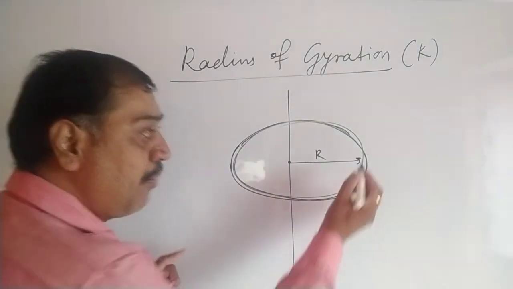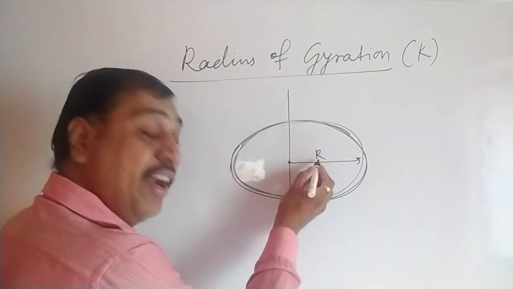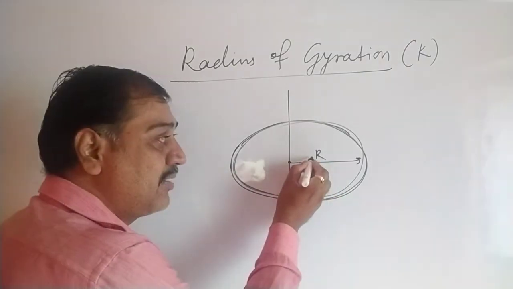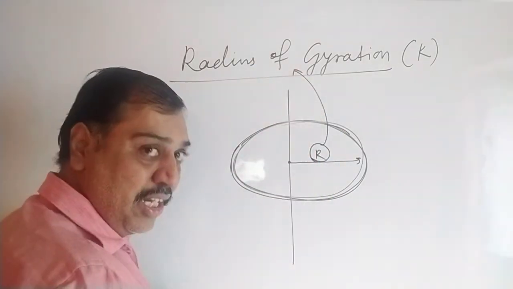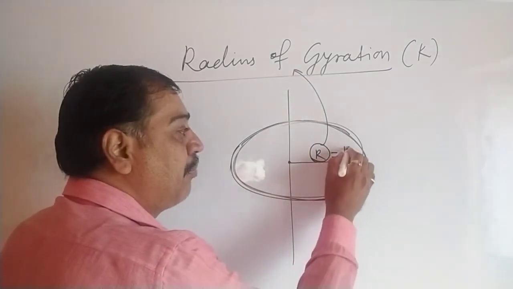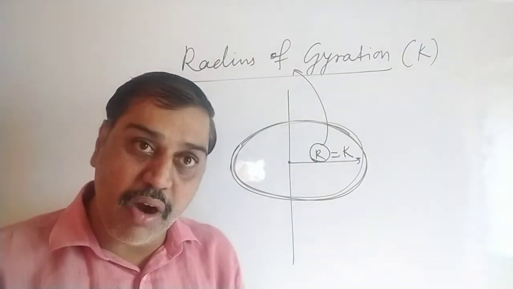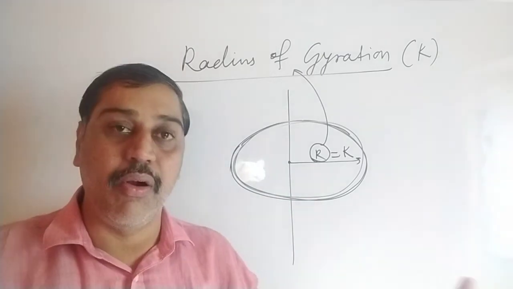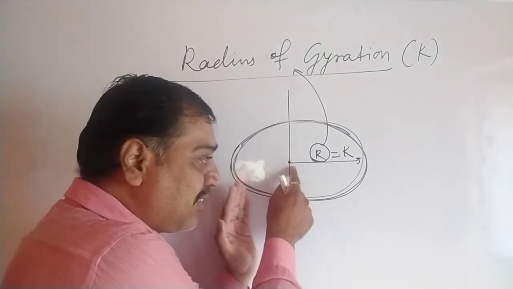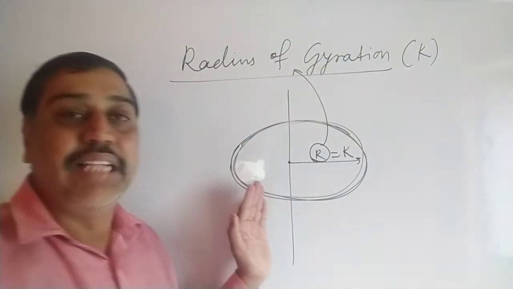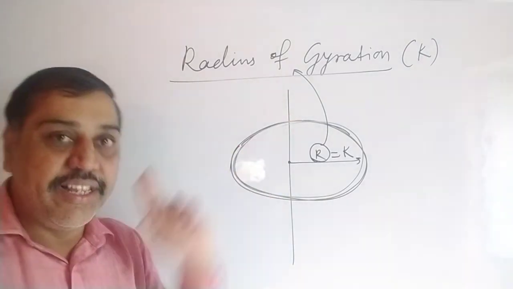So the distance from this mass to the axis of rotation, we call a radius r, and this radius itself is called the radius of gyration. Instead of r, they will use the symbol k. How is the mass distributed? Near to the axis or far away from the axis? That can be explained using one parameter, and that is said to be radius of gyration.